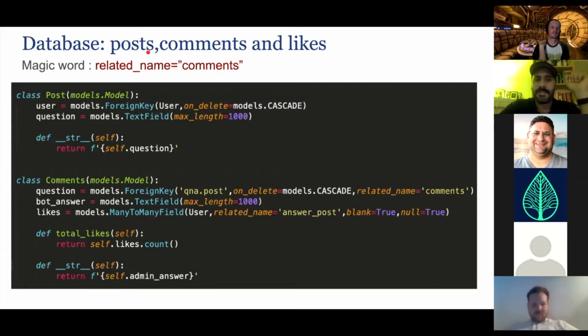In the database, we will have a table for posts. It will have a user question with a foreign key, and another table, which is comments, with a question, bot answer and likes. The trick here is the related name, the comments. So we have to focus on this one, the comments with the foreign key, which reflects the post.